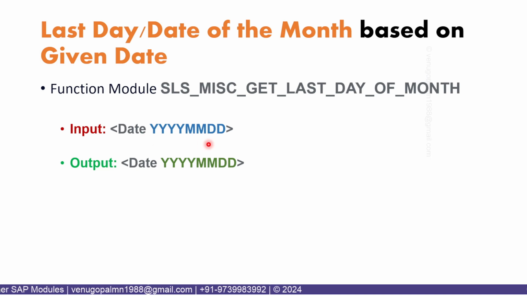For input, it will accept a date in the form YYYYMMDD. It's the internal date format in SAP. Based on the date passed to this function module, it will calculate and give you the output, again in the SAP internal date format. This output value would be the last day of that month. So let us get into the system and understand how we can call this function module and see one use case.